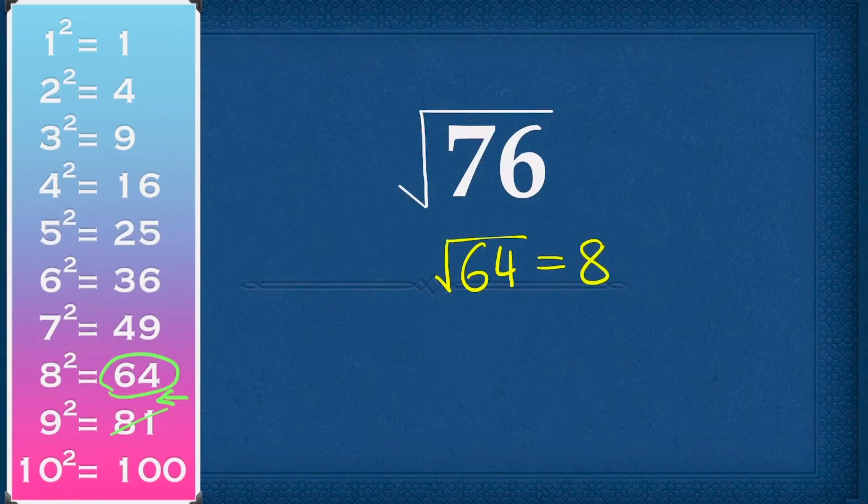Okay, so now this is the first step again. Now let's go on to the second step, which is taking away the 64 from the original number. So we have to do 76 minus 64, which is going to give us 12.